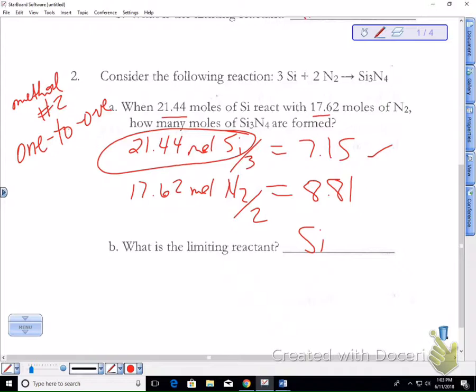You can use each reactant to find the amount of one of your products, the theoretical yield of one of your products. Whichever one makes the smallest amount of that product is limiting. Or method 2, you can divide the moles of each of your reactants by the coefficients from the equation. The smaller number then indicates the limiting reactant.